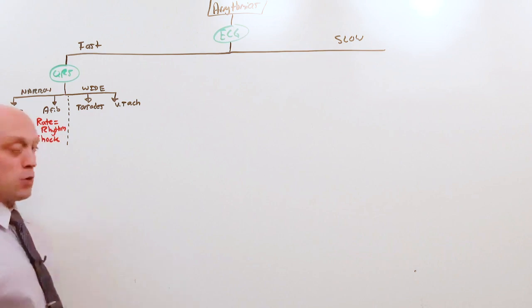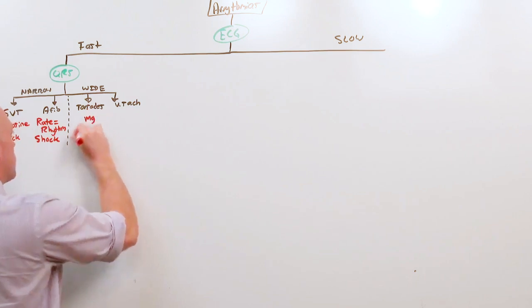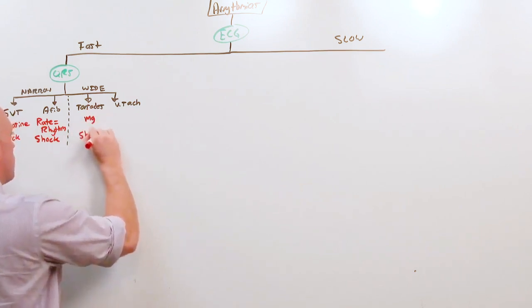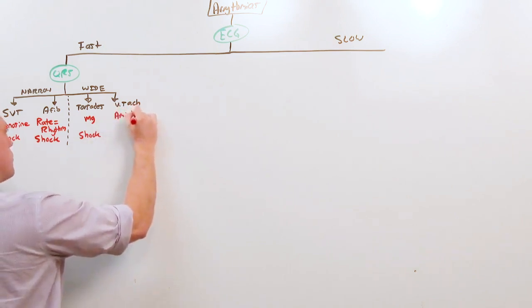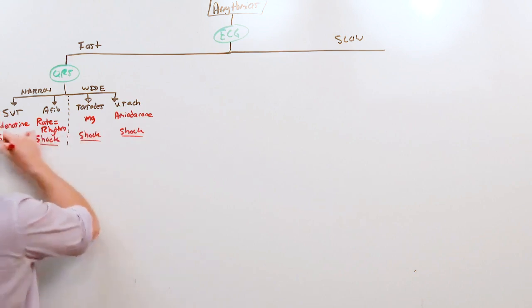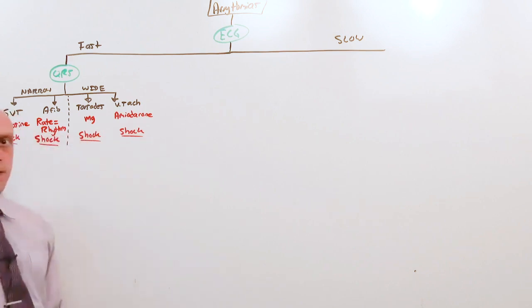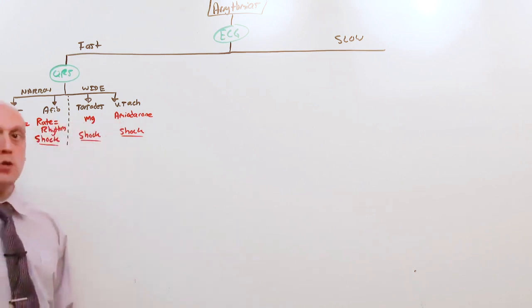Torsades you're basically going to see only in an OB question. The answer is to give MAG and shock. For VTAC, the treatment is amiodarone if they're stable, and shock if they aren't. So I want you to see here, if they're unstable, the answer is cardioversion, shock them. If they are stable, you can use drugs, and each one has an associated medication that you should commit to memory.